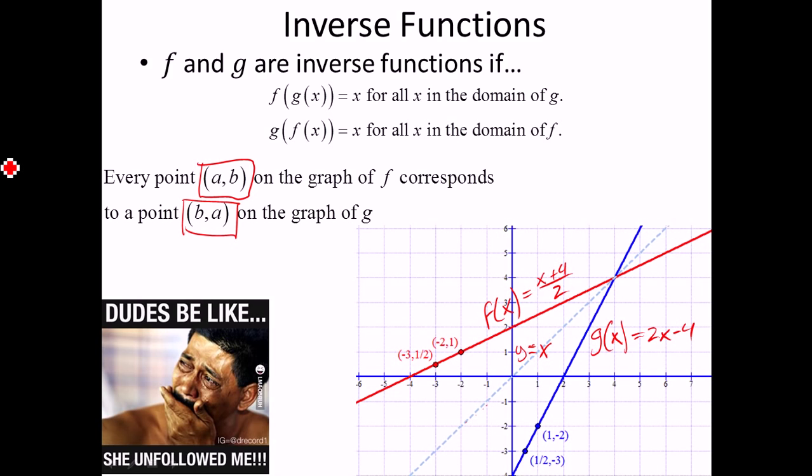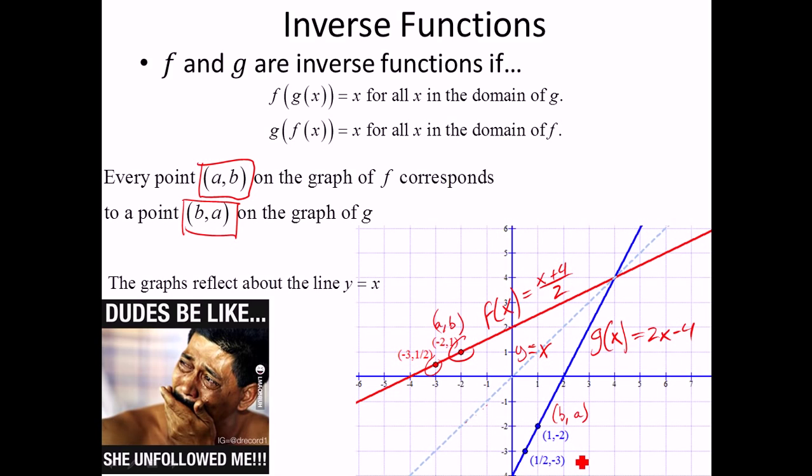So also notice where the points are. You have here negative 2, 1. So if this is your A and that's your B, over here it's just flipped to be B, A. Negative 2, 1, and 1, negative 2. Same thing with these two points. Negative 3, 1 half, and 1 half, negative 3. So you can see why they're inverse functions.